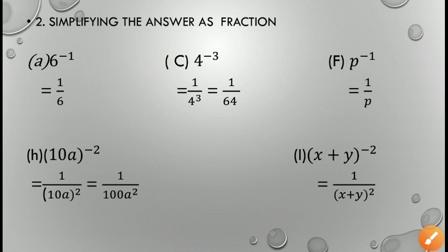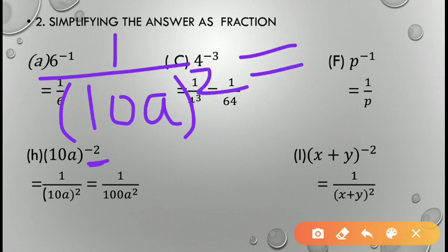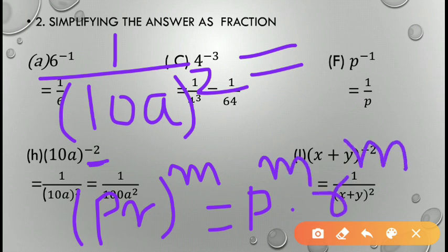Next is 10a whole to the power minus 2. So first of all, convert this minus 2 into plus. How? Write 1 upon 10a to the power 2. Okay. Now you have studied one property. If p r to the power m is written, what will you write? P to the power m and r to the power m. This power will go on both the numbers. Learn all the laws of exponents.